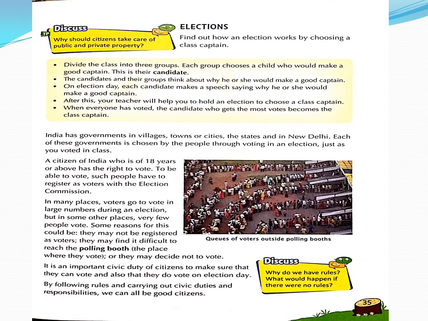This is their candidate. The candidates and their groups think about why he or she would make a good captain. On election day, each candidate makes a speech saying why he or she would make a good captain. So all of them will have to give a speech. After this, your teacher will help you to hold an election to choose a class captain.